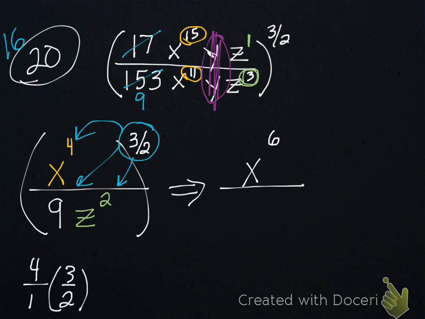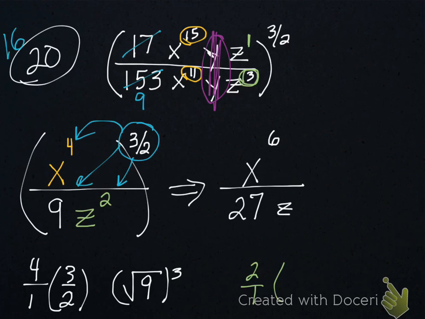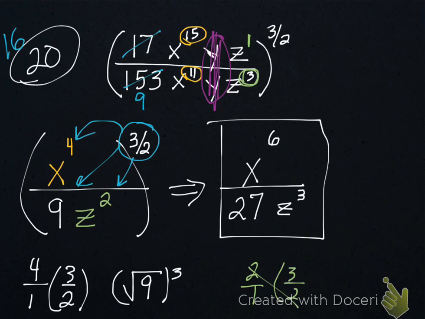9 to the 3/2. Well, this one might require a little thought. Remember, the half means I'm taking a square root of 9 and then cubing it. Square root of 9 is 3. 3 cubed is 27. Now let's look at z. Z's exponent is 2. So I have 2 over 1 times 3 over 2. The 2's cancel and I'm just left with an exponent of 3. This would be my final answer, and this concludes all the practice for dividing exponents.